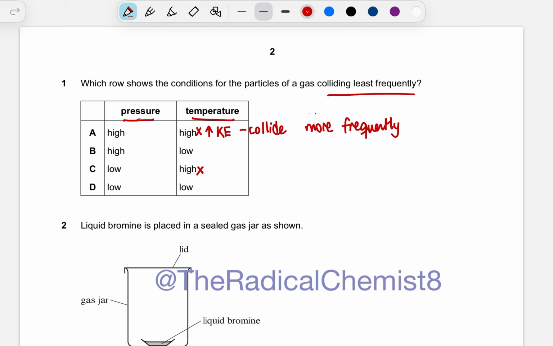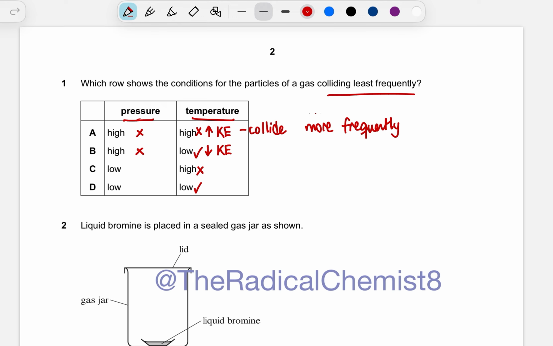Next, low temperature means you have particles with less kinetic energy, so they will collide least frequently. So your answer has to be either B or D. Next, pressure. If you've got a high pressure, this means your particles are squeezed into a small space, so smaller volume. And this means that they are more likely to collide more frequently because they are really close together. So any answer involving high pressure is also wrong.